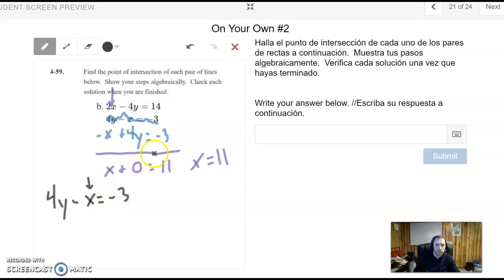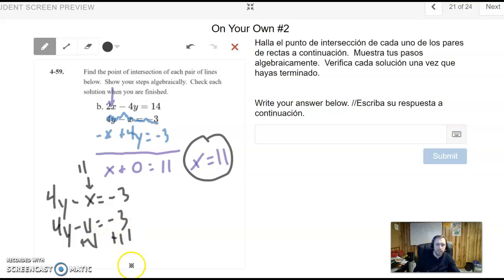But instead of x, what am I going to put in? Yep. So I get 4y minus 11 equals negative 3. I'm going to add 11 to both sides. Negative 3 plus 11, that's positive 8.